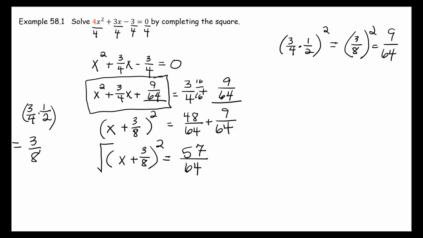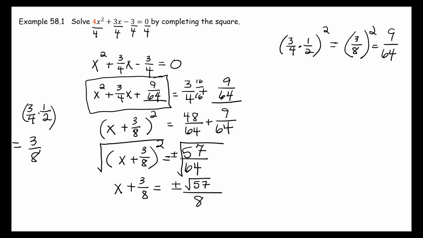On the left side, I will take the square root. On the right side, I will put plus or minus and take the square root. When you take the square root of a square, that's going to cancel the square out, so you're just left with x plus 3/8 on the left side. On the right side, you're going to have plus or minus the square root of 57 over the square root of 64, which is 8.